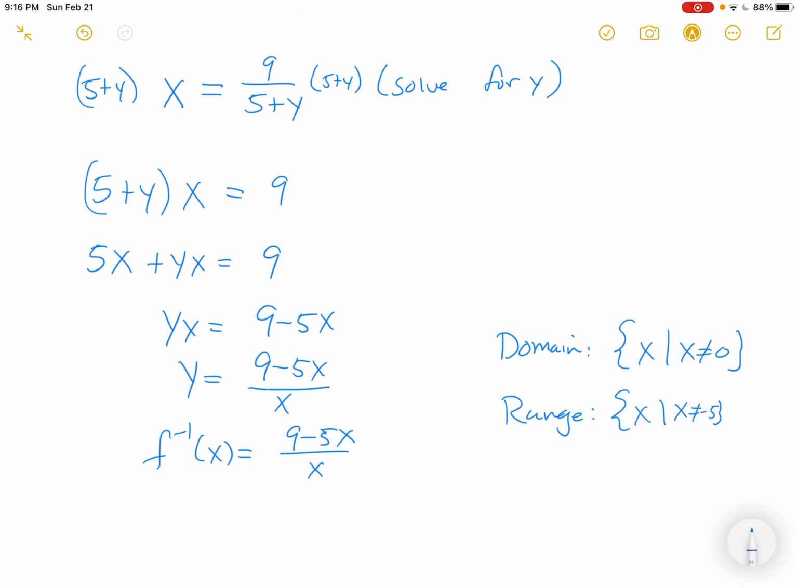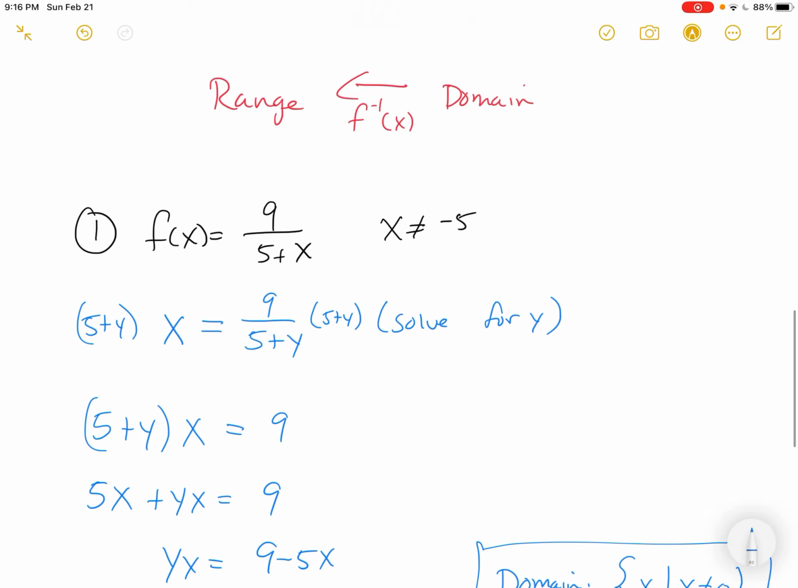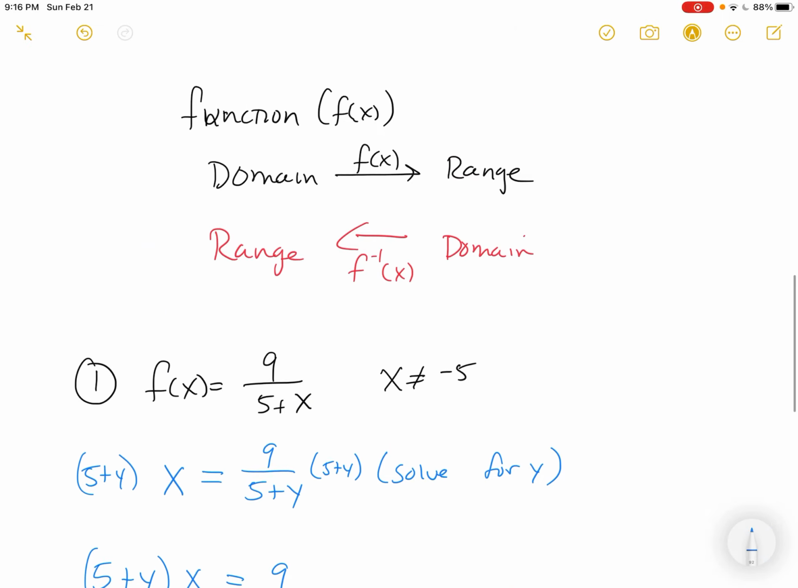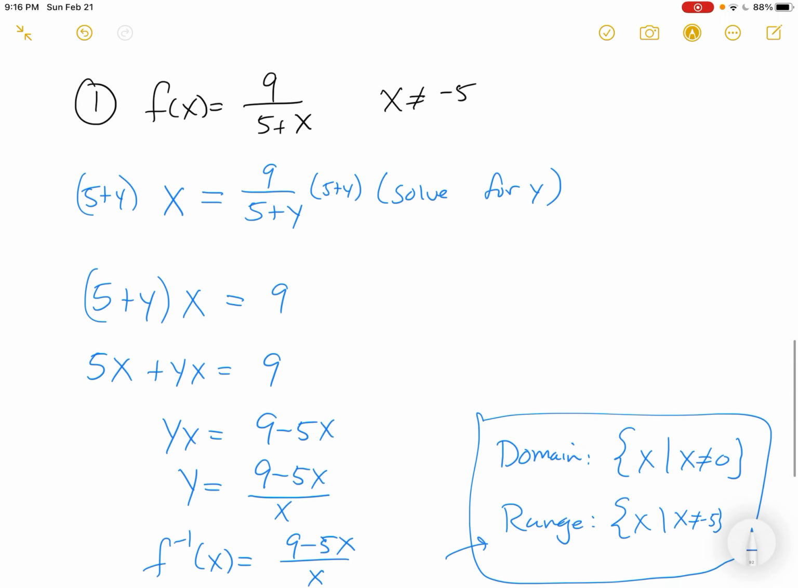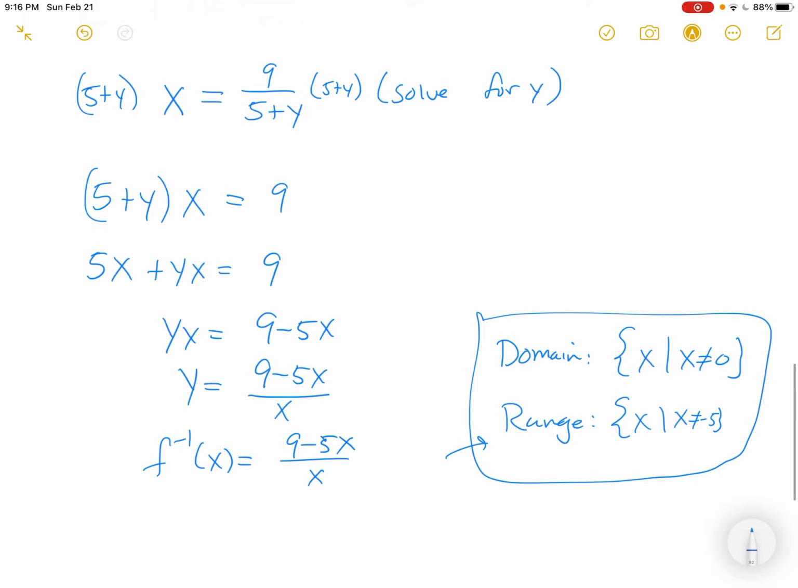Let's make sure you understand why. That's what theoretically should happen. So how did I come up with the range? I came up with it from the domain of f of x. It has to be that, because this relationship has to hold true: the domain of one is the range of the other. Now, how did I get x not equal to 0? I looked at the domain of this function and asked what's going to make the bottom 0. Oh, 0 is going to make the bottom 0. So we have the domain and the range.